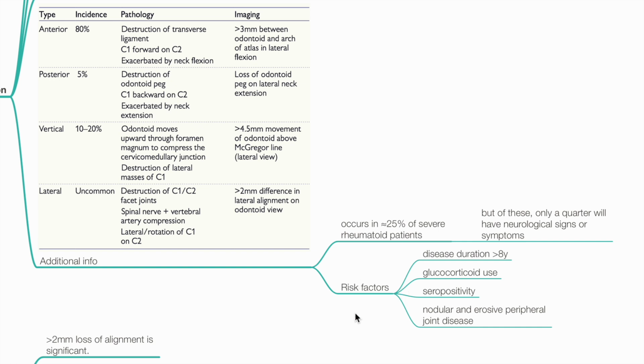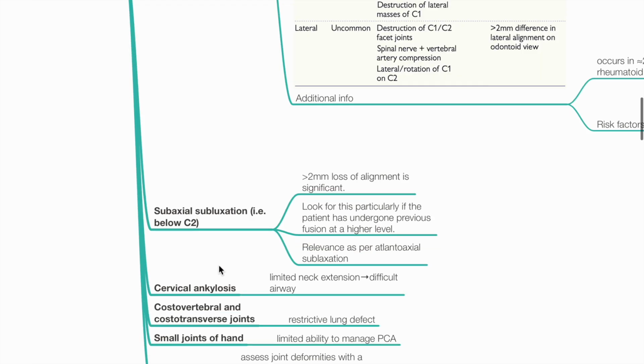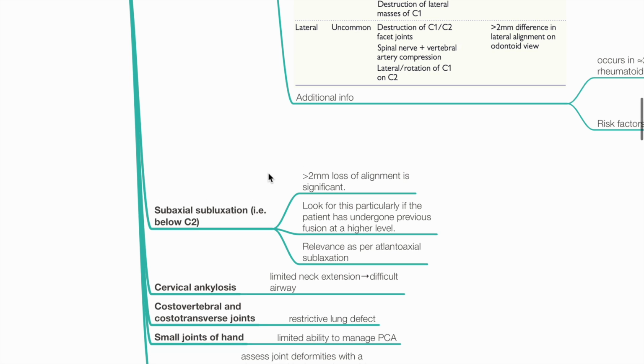Only a quarter will have neurological signs or symptoms, and risk factors include duration of disease more than 8 years, glucocorticoid use, seropositivity, and nodular or erosive peripheral joint disease. Subaxial subluxation, which occurs below C2, is significant when loss of alignment is more than 2 mm. Look for this particularly if the patient has undergone previous fusion at a higher level. Relevance as per atlantoaxial subluxation.